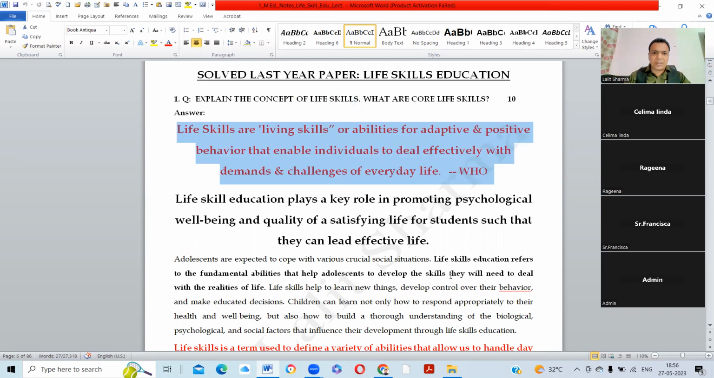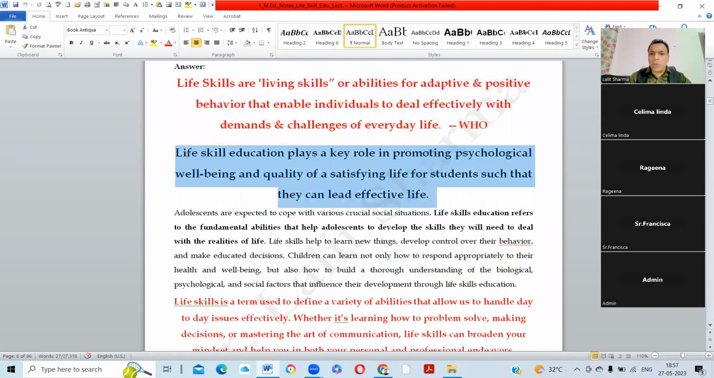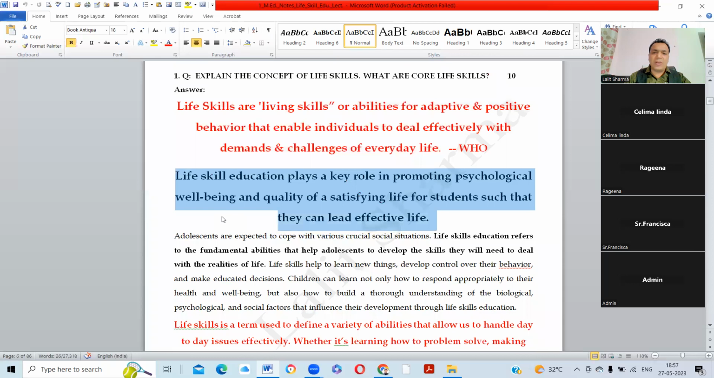These are the living skills or the abilities. These are very necessary for the teacher, for the principals. So it will pass through teachers and principals to the students. Now, guys, this is a reason. This is very important, right? Life skill education plays a key role in promoting psychological well-being and quality of a satisfying life for students such that they can lead an effective life.